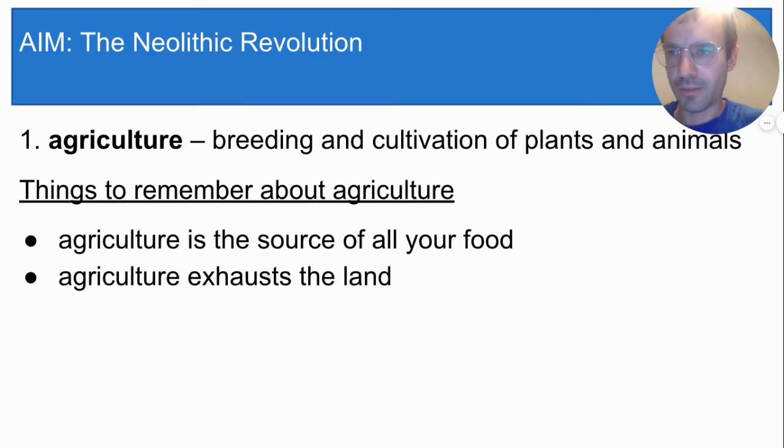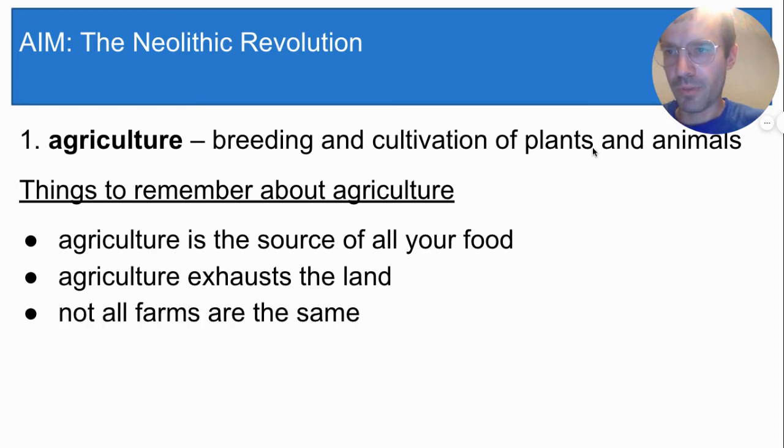The second idea is that agriculture exhausts the land. And that means that plants require nutrients from soil, and after a few years of farming in the same place, the soil loses the nutrients and won't produce more plants. The way that farmers deal with this issue is also going to be an important part of this unit.